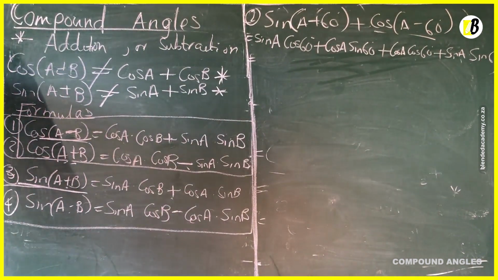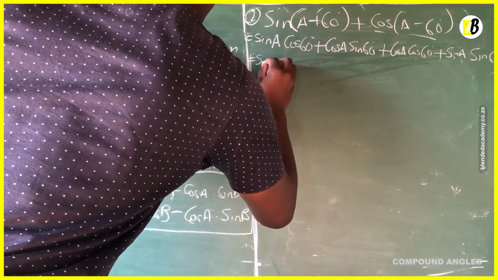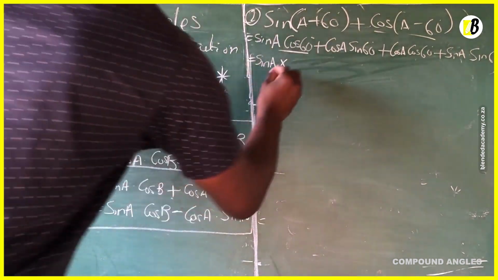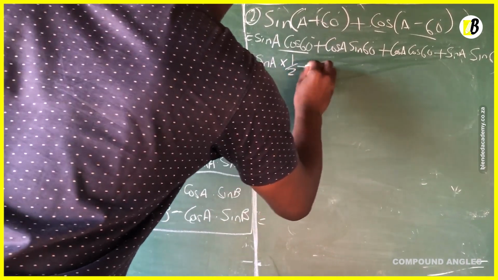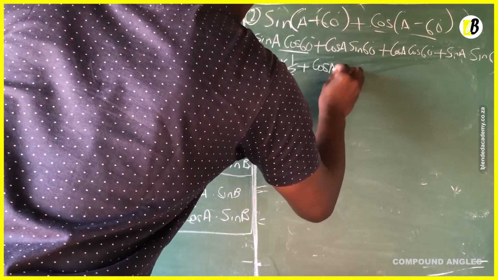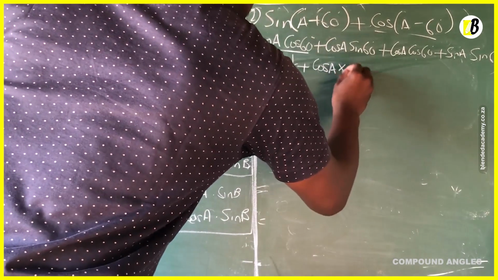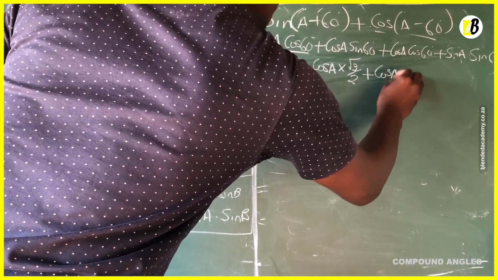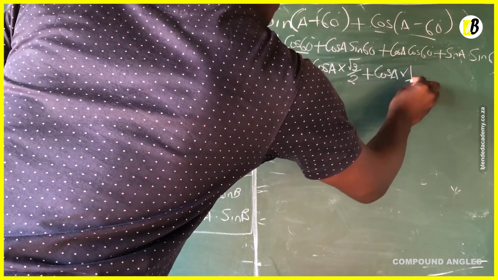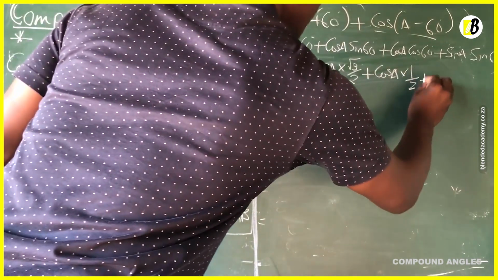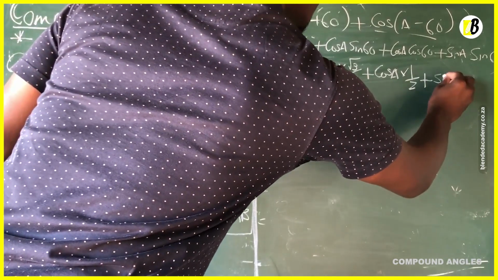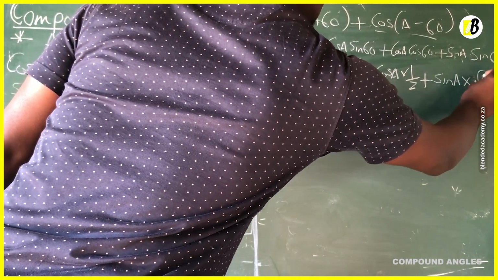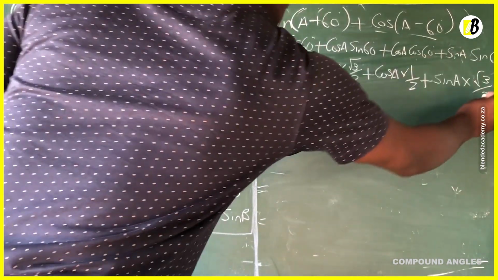So let's simplify this using special angles. So here it's going to be sine A multiplied by, we know that cos of 60 is equal to a half. So it's going to be a half plus cos A, sine of 60 is equal to square root of 3 divided by 2, and then plus cos A, cos of 60 is also equal to a half again, and then plus sine A multiplied by square root of 3 over 2, because we're dealing with sine 60 over 2.